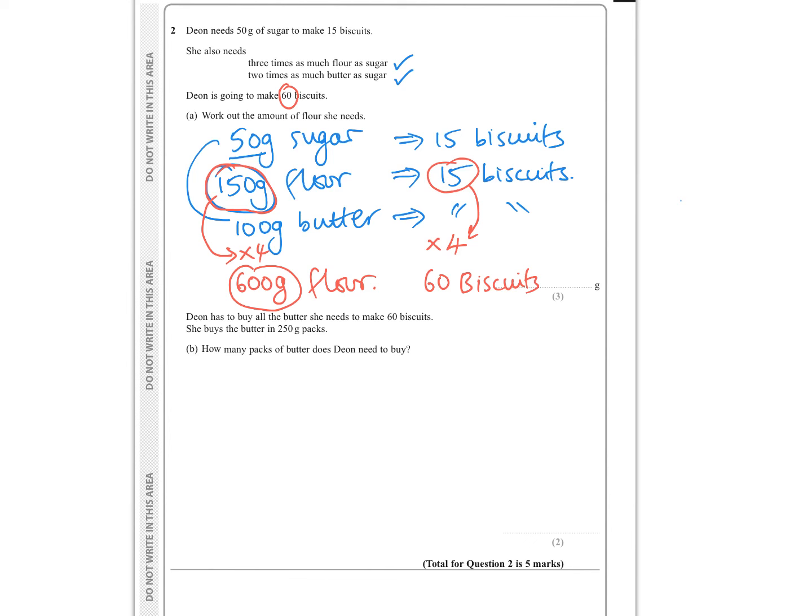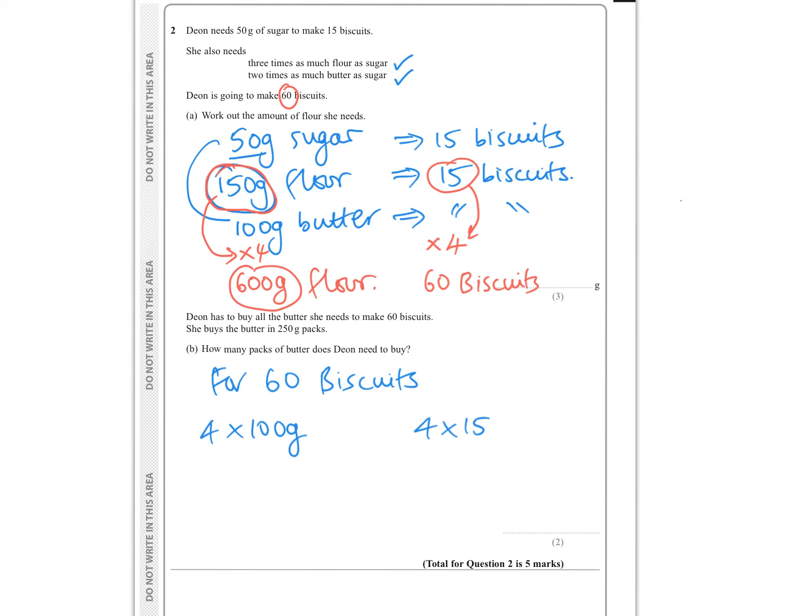Dion has to buy all the butter she needs to make 60 biscuits. She buys the butter in 250 gram packs. How many packs of butter does Dion need to buy? Well, for 60 biscuits, you're going to need 4 lots of the 100 grams that were needed for 15.